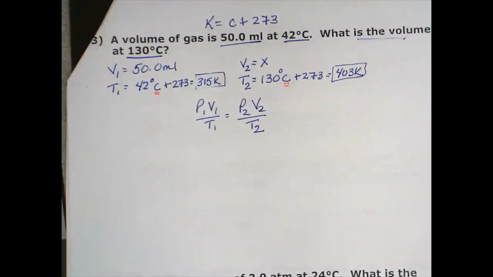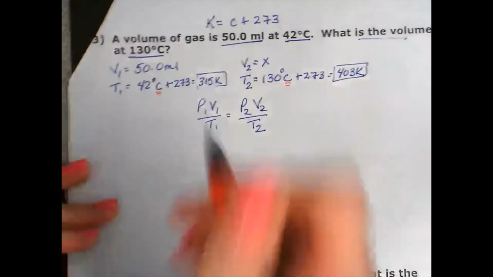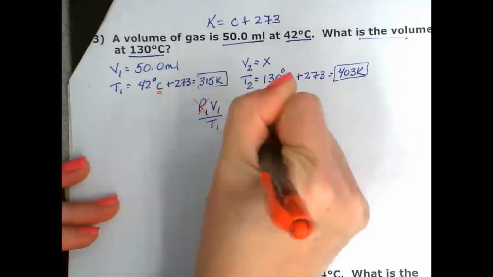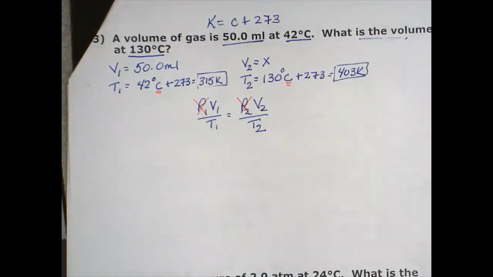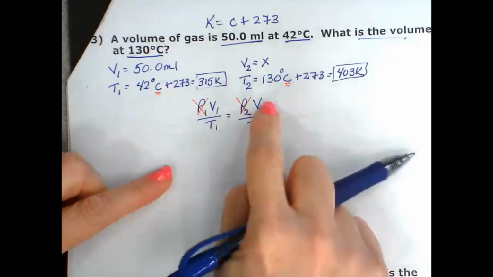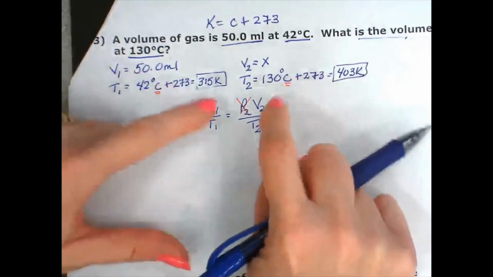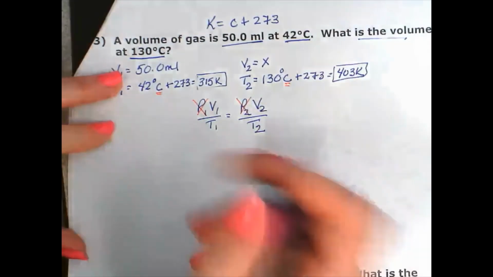When I look at the givens list, though, I don't see any pressures. No pressure, no problem. We just ignore it in the formula. That tells us the pressure is not changing. So we can take it right out of our formula. So we really have V1 over T1 equals V2 over T2. So we can easily take our givens, put them in the correct place in the formula.